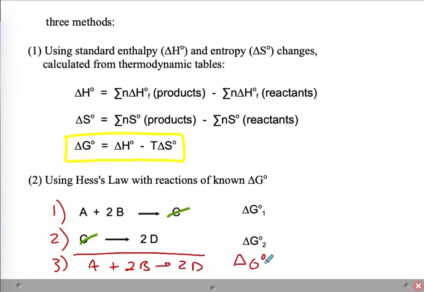Delta G naught for this reaction should simply be equal to the sum of the standard free energy changes for the constituent reactions. Keep in mind, just like we saw earlier, that if we were to reverse an equation, we would change the sign of the standard free energy change, and if we were to multiply the equation by some coefficient, we would multiply delta G naught by that same coefficient.